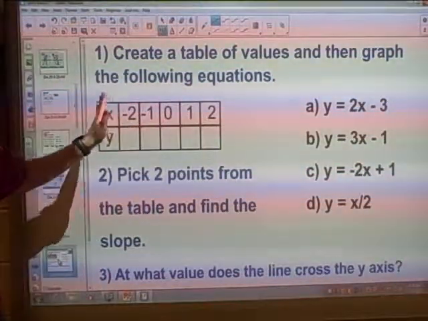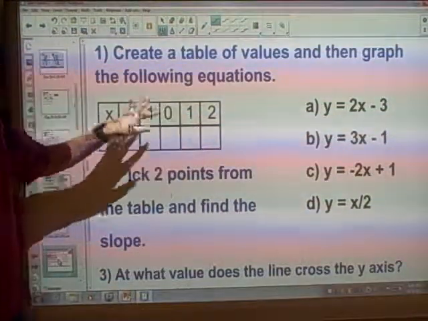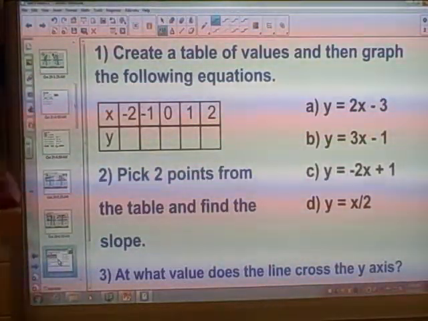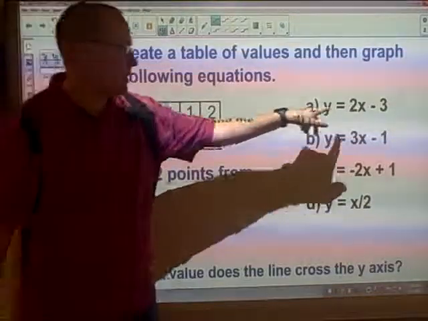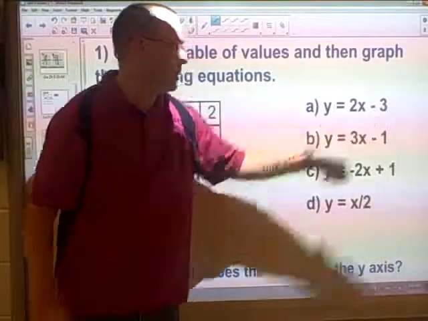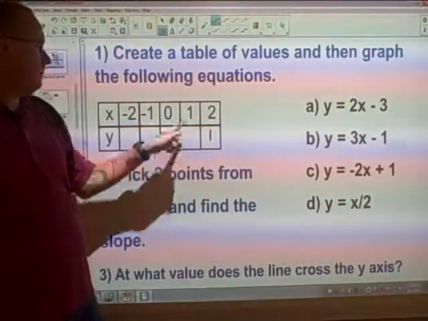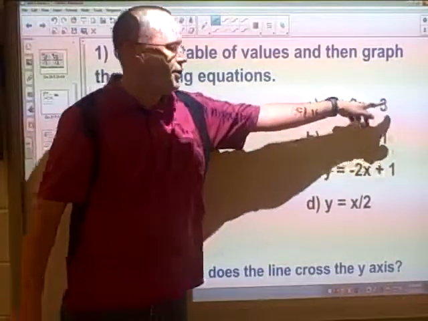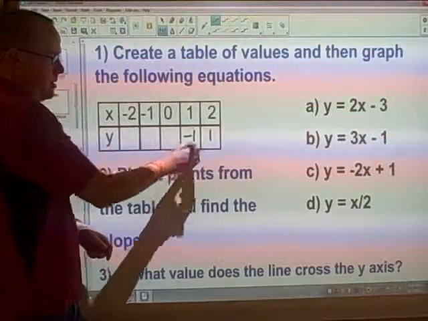Now, most people start left to right. I always like to start right to left actually because I prefer to do the easier numbers first with no negatives. And often we can find a pattern as well. So let's do that. So plug 2 into here. 2 times 2 is 4. Take away 3, 1. Plug in 1. 2 times 1 is 2. Take away 3, negative 1.